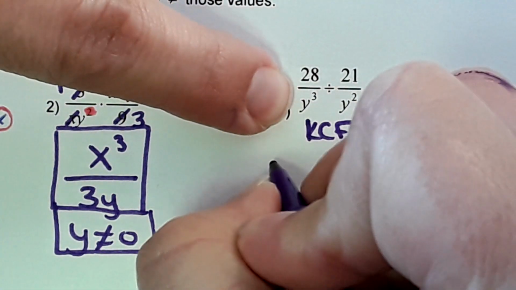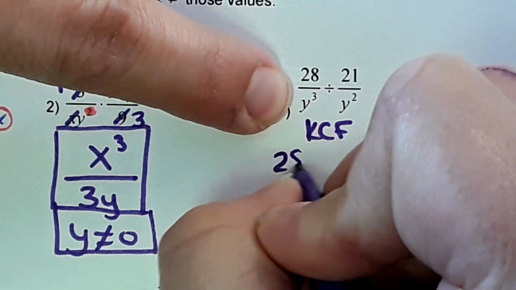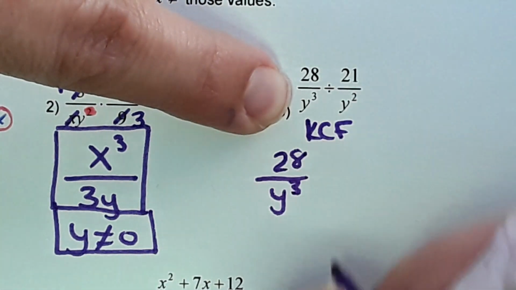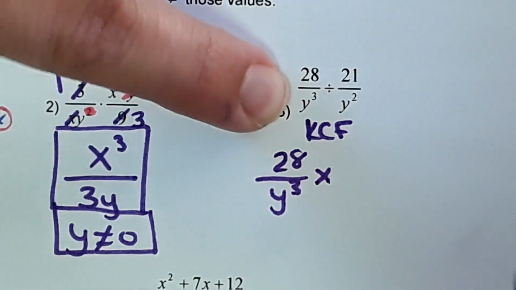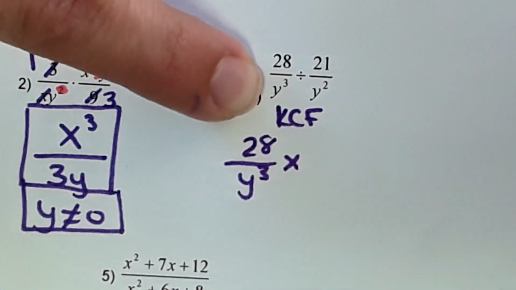So we're going to keep the first fraction. We're just going to rewrite this. 28 over y to the 3rd. Keep the first one, change the sign to multiplication, and flip the second fraction.